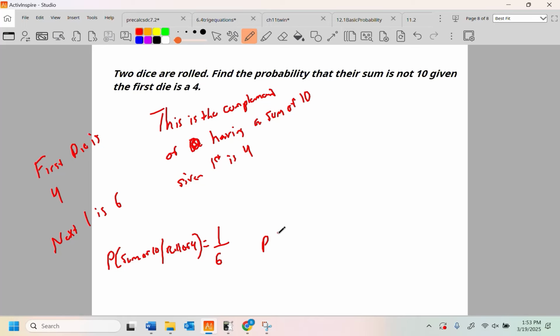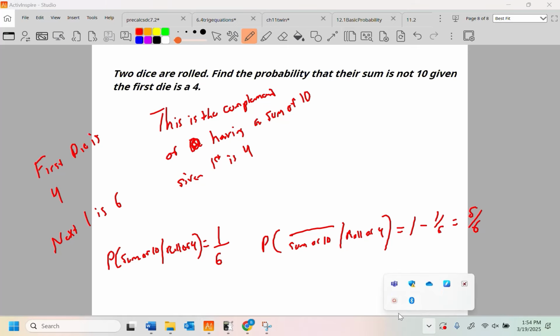I don't know if you remember this or not, but to denote a complement, we would just put a not over it, of not sum of 10 given a roll of 4. And it's going to be 1 minus 1/6, which is 5/6. And of course, you could have gotten there by saying, that's easy. The next one can be a 1, a 2, a 3, a 4, or a 5. That's valid. But my job is to teach you what a complement is, so why not? There you go. And that is going to be 12-2.